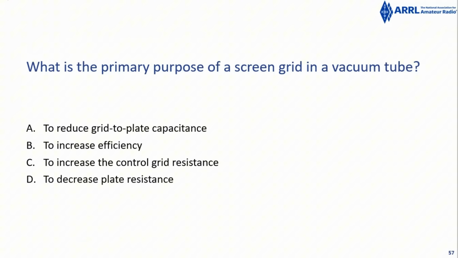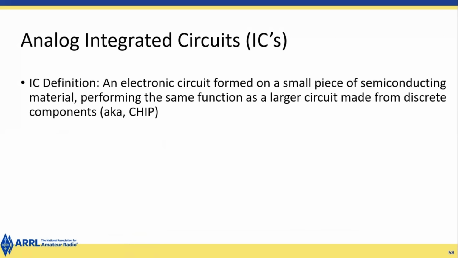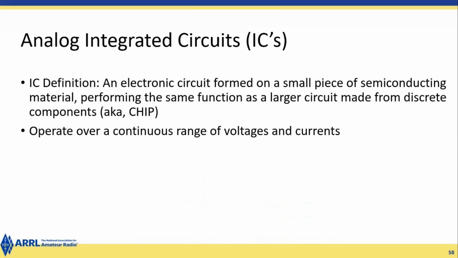What is the primary purpose of a screen grid in a vacuum tube? To reduce grid to plate capacitance. Now we'll talk a little bit about analog IC circuits. An IC is an electronic circuit formed on a small piece of semiconducting material, performing the same function as a larger circuit made from discrete chips.